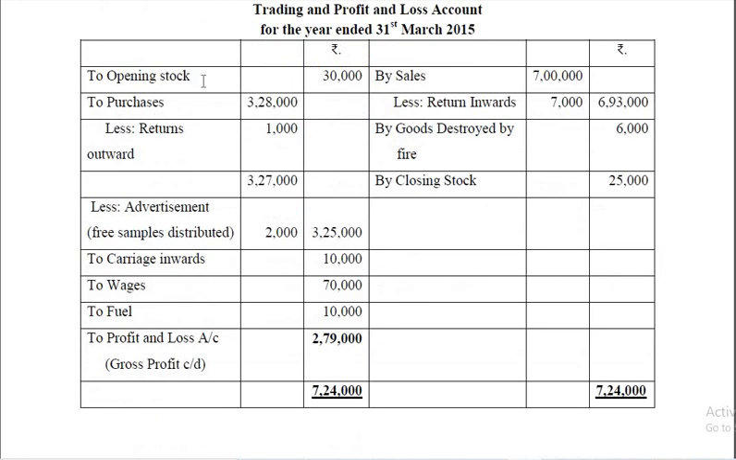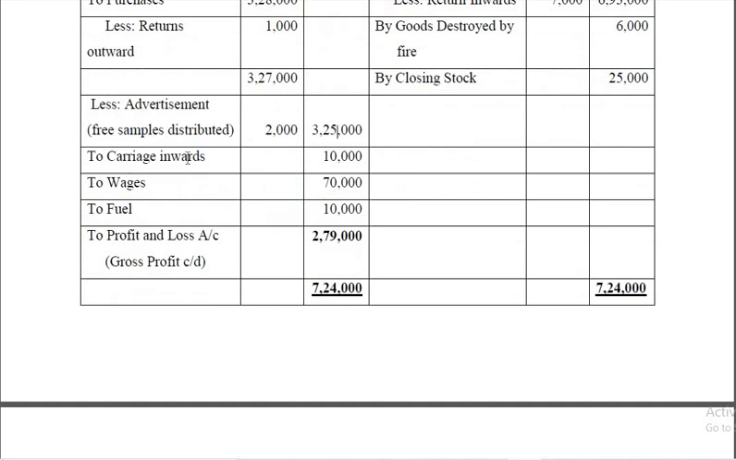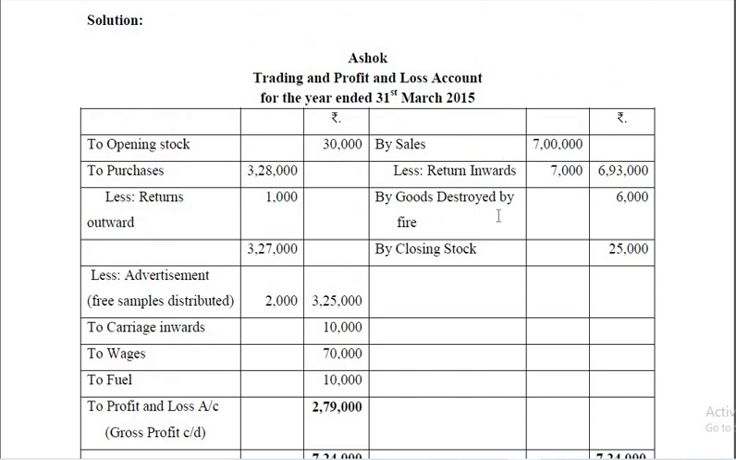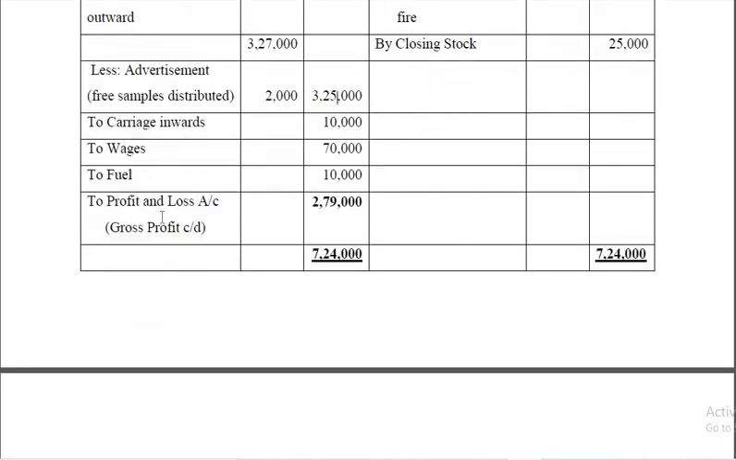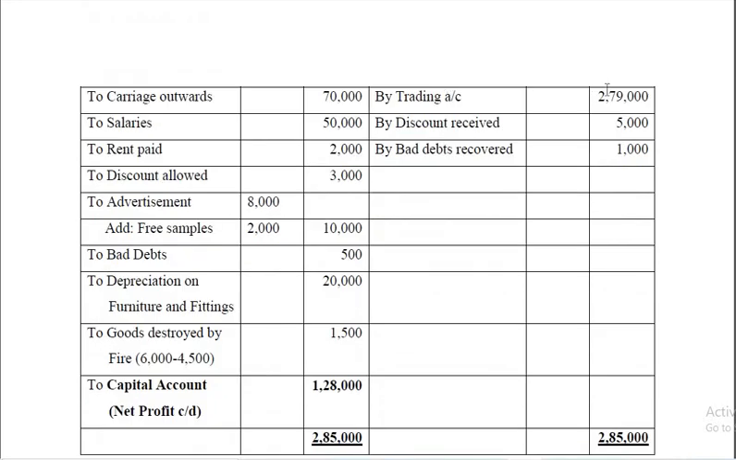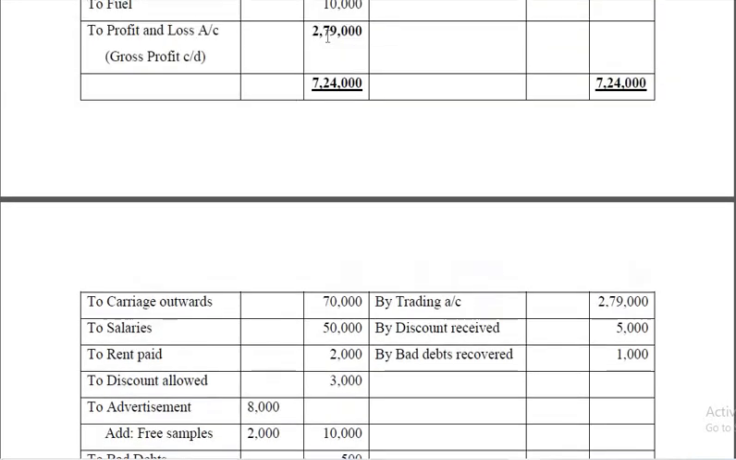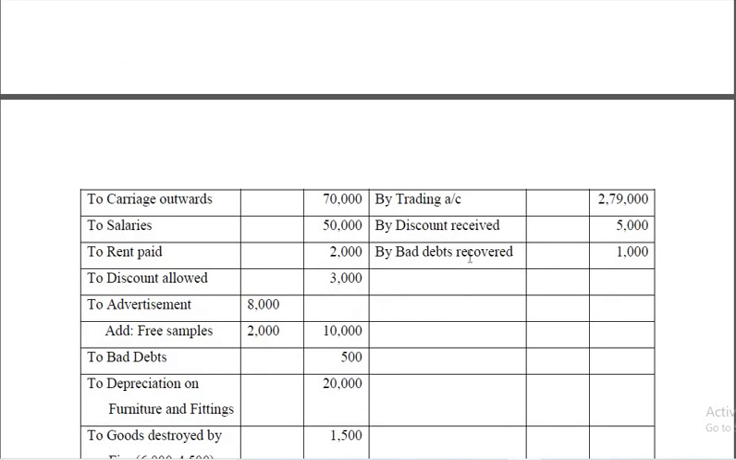Look at the solution. Opening stock 30,000, purchases less returns, return outwards, then less free sample distributed, that's taken as advertisement. So totally 3,25,000 net value. To carriage inwards, wages, fuel. Then credit side, sales less returns, goods destroyed by fire, closing stock. So credit side is more than debit side. So the gross profit is transferred to profit and loss account. So here same amount is written, 2,79,000, same value. Then discount received, bad debts recovered.